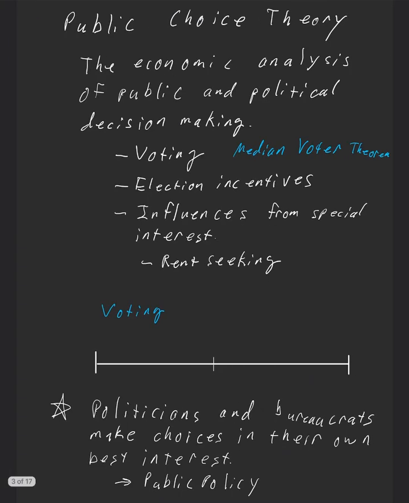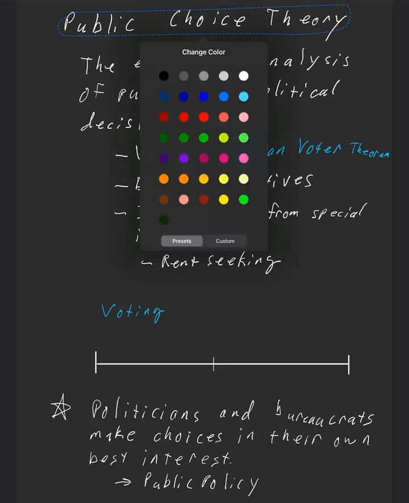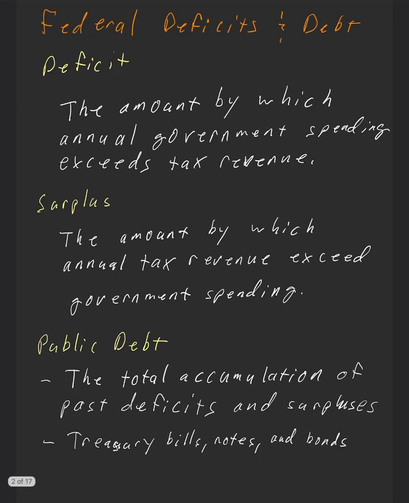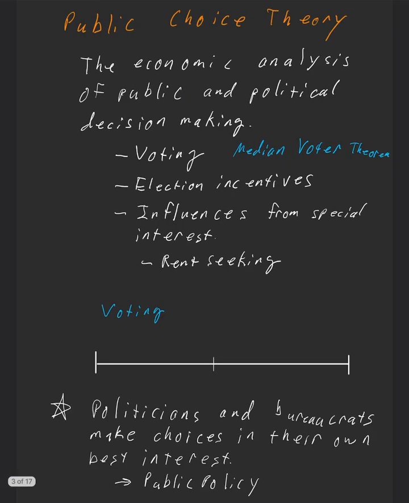Before we really get into the nitty-gritty on the various parts of this, I want to talk about public choice theory. Public choice theory is the economic analysis of political and public decision-making. The reason that's important here is that it determines how we get our federal deficits and debt, and also state and local ones as well. But in this class we're focused on macroeconomics, so we'll be a little more focused on the federal level of governance.